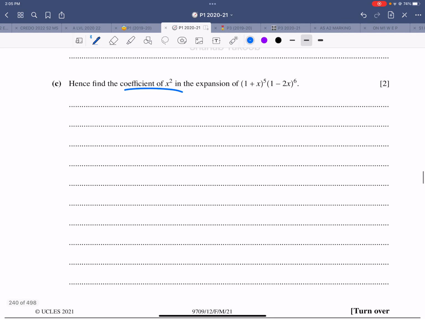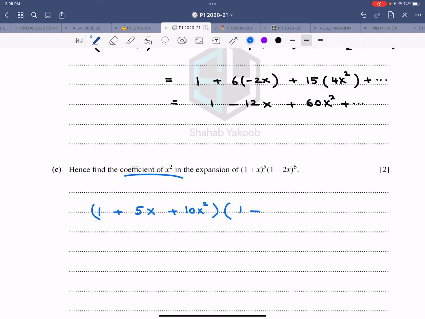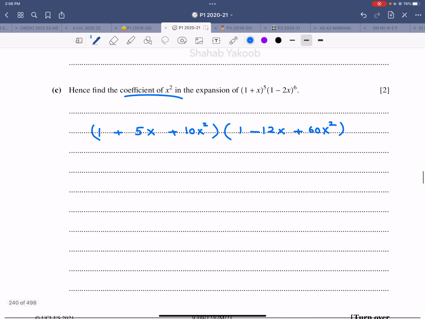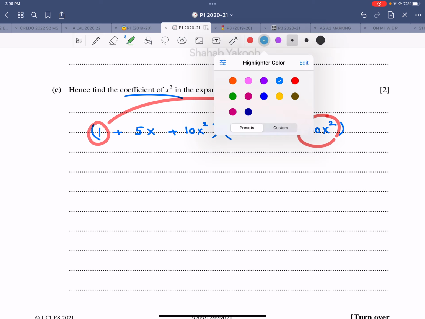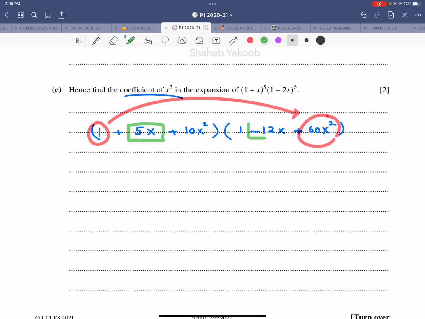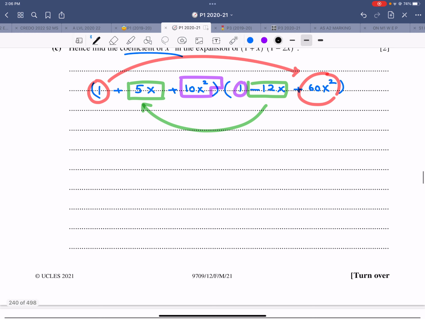1, 5 and 10, that is the coefficient of the first three terms in the first bracket. Second bracket, 1 minus 12x plus 60x square. You are only interested in the coefficient of x square. So multiply this one with this x square, that is the first thing. Multiply this x term with this x term, that is the second step. The last step, multiply 10x square with this one. So add it all up.